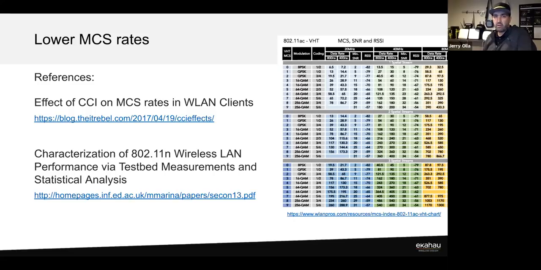But apparently, according to these articles and this research, you can actually see a negative impact to MCS rates based on co-channel interference as well. Which I think does make sense to me, because if you're having a lot of co-channel interference, you could be seeing more collisions happening, which then increases retries, which then the client devices may, as part of that process, rate shift down to a lower MCS rate and use lower data rates.